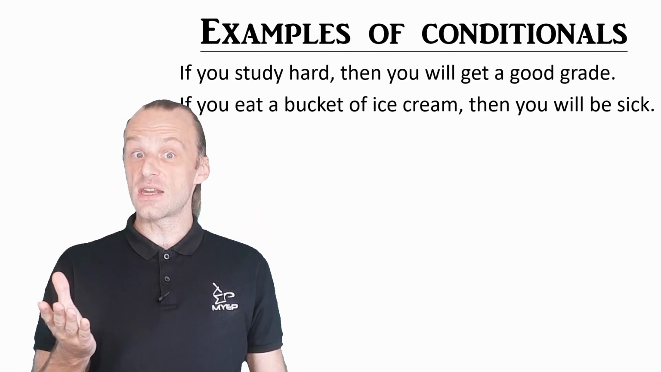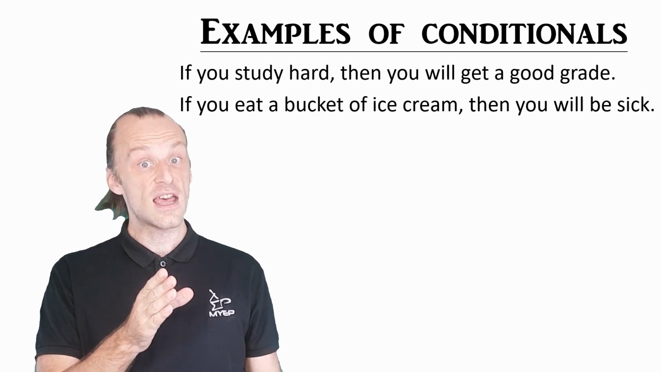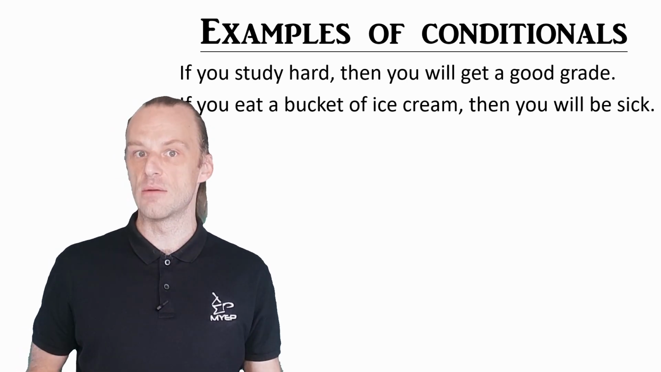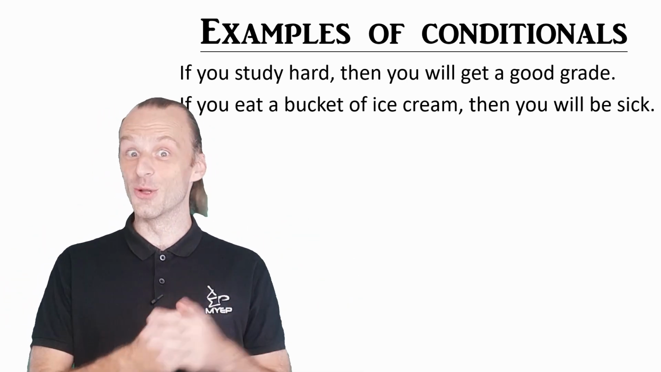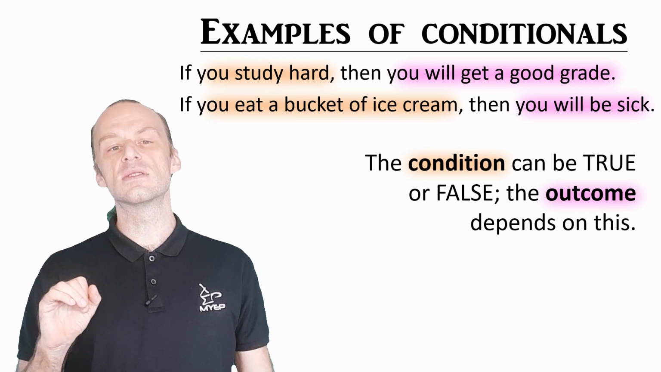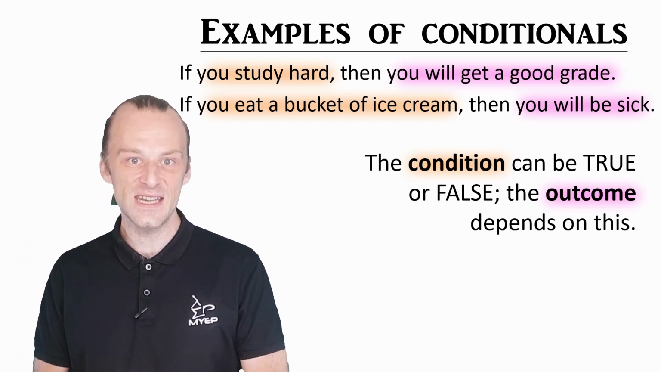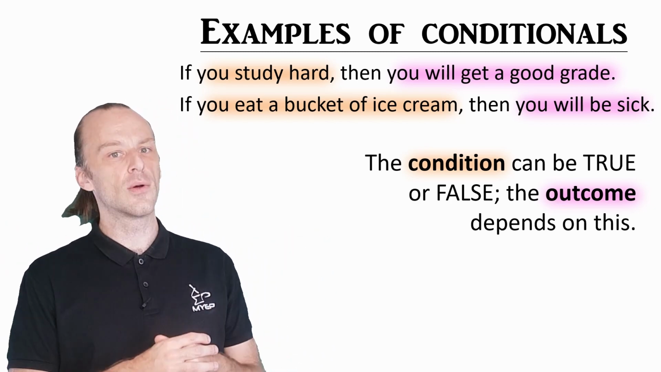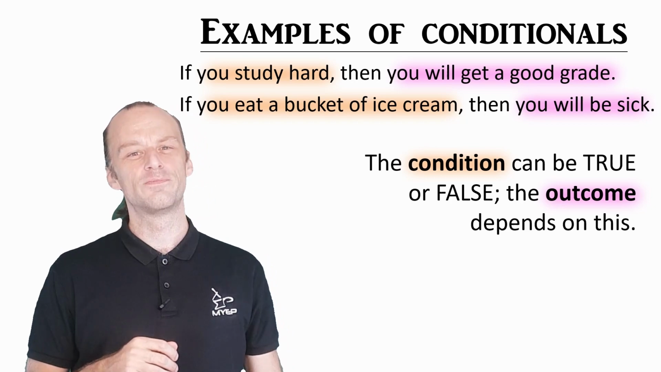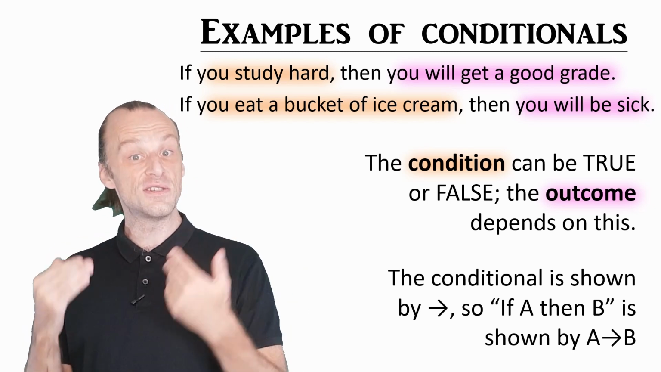Here's one. If you study hard, then you will get a good grade. So this suggests that if it is true that you study hard, then it will also be true that you get a good grade. And we can see something similar in the second example. If you eat a bucket of ice cream, then you will be sick. So we can see that the outcome depends on the condition, but it only claims that if the condition is true, then the outcome should be true as well. It is still possible to be sick if you don't eat a bucket of ice cream after all. And it is also possible to get a good grade if you don't study hard. But don't rely on that. The condition is shown using a one-way arrow that points from left to right, from the condition to the outcome.